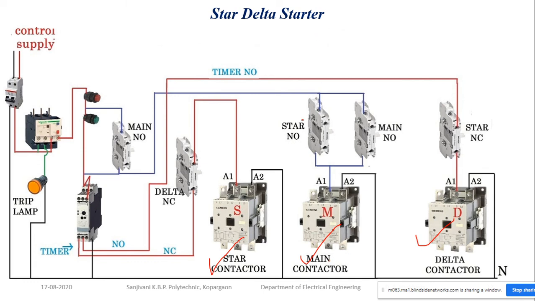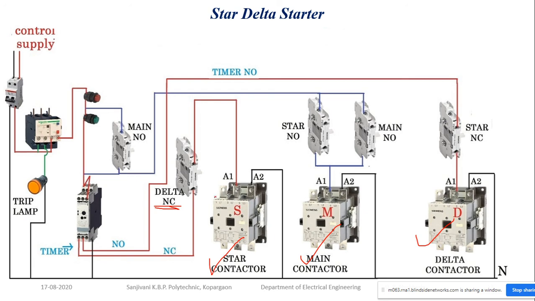For safety purposes we have connected the auxiliary NC contact of the star contactor in series with the delta contactor, so that it should not result in a short circuit. In a similar manner, the NC contact of the delta contactor is connected in series with the star contactor to avoid a face to face short circuit over here. We are also going to use a timer, and this timer can be used only in the case of the automatic star delta starter. For the semi-automatic star delta starter the timer cannot be used.